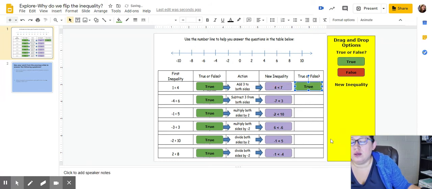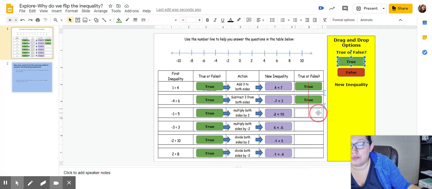Okay. Then I come over here. Here it said to subtract 3 from both sides. So -4 minus 3 is a -7, and 6 minus 3 is 3. So I see -7 is less than 3. That is still a true statement. Okay. Multiply both sides, and that gave us -2 is less than 10. That is still a true statement.